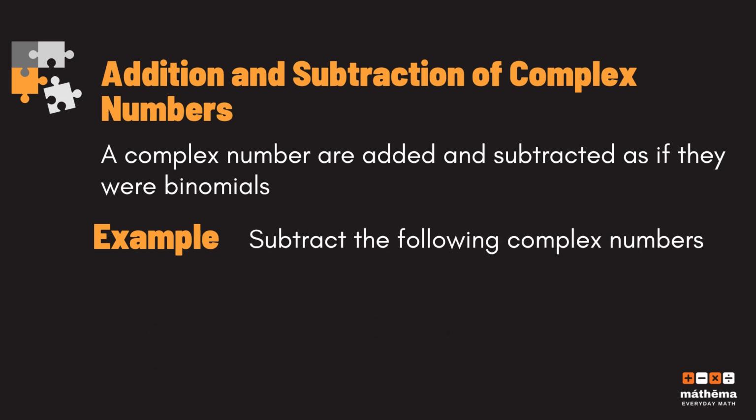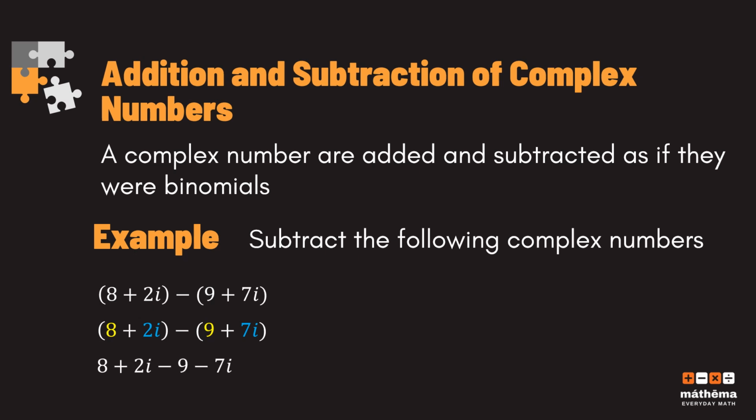Next, let's have subtraction. So again, the same concept, subtract like terms. We have here the quantity of 8 plus 2i minus the quantity of 9 plus 7i. So again, identify our real and imaginary part and then combine like terms. So we will have 8 minus 9.